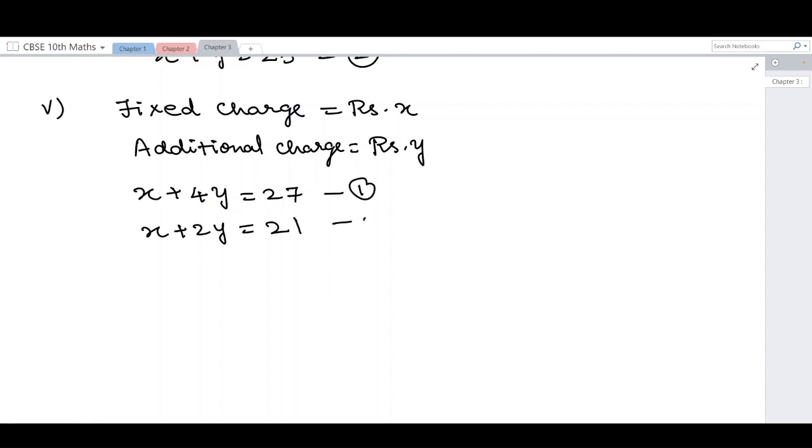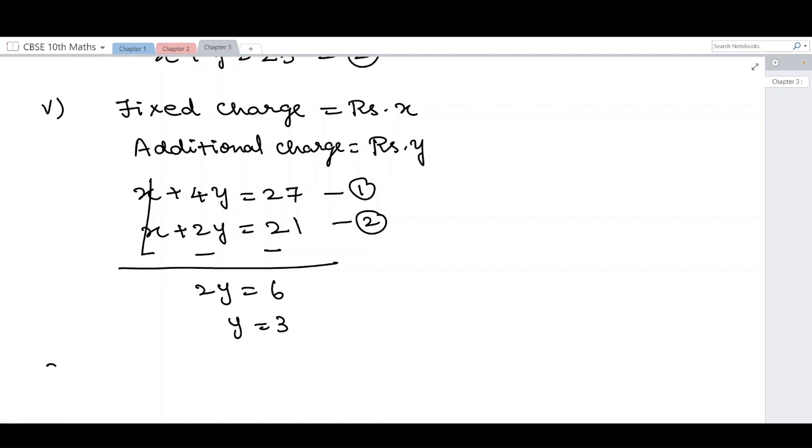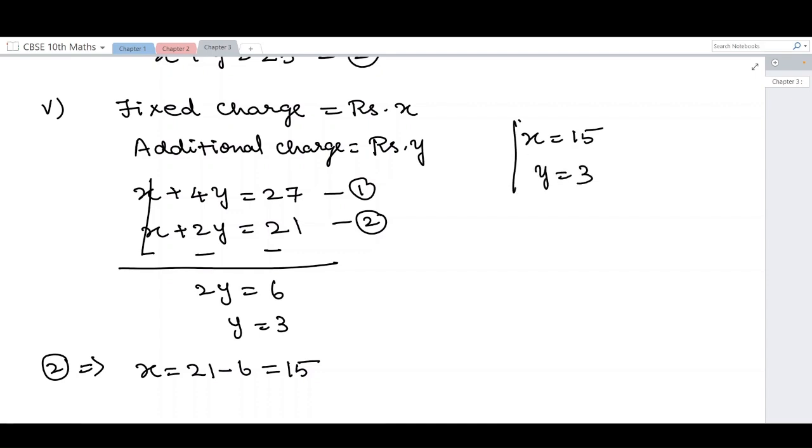So now we have to apply the elimination method. Simply subtract the second equation from the first equation. So x will get eliminated. You will get 2y equal to 6, so y equal to 3. If you substitute y in the second equation, you will get x equal to 21 minus 6 equal to 15. Fine. So we have determined the x value to be 15 and the y value to be 3. Clear? So the fixed charge is 15 rupees and for each extra day the additional charge is 3 rupees. Fine.